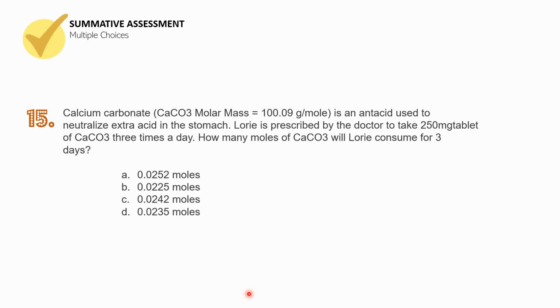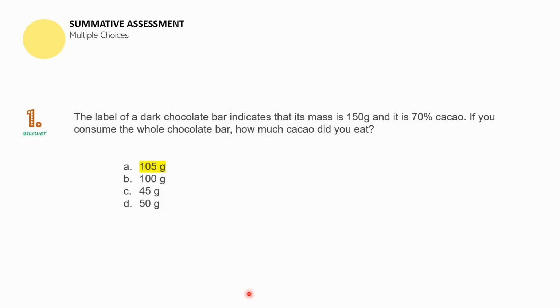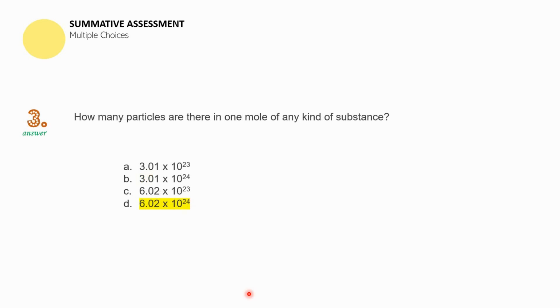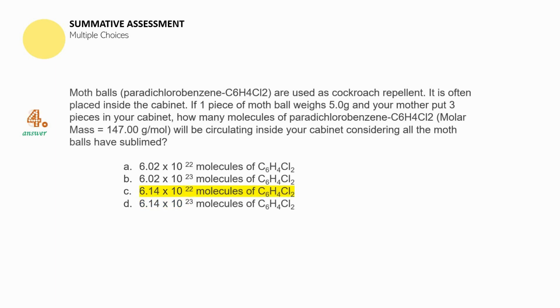Now, let's check your work. For the summative assessment, the following are the answers. For number 1, the answer is 105 grams. Number 2, the answer is B, iron. Number 3, the answer is 6.02 times 10 raised to the 24th power. Your reaction is understandable because the correct answer is supposed to be 6.02 times 10 raised to the 23rd power. Very good. That's letter C.